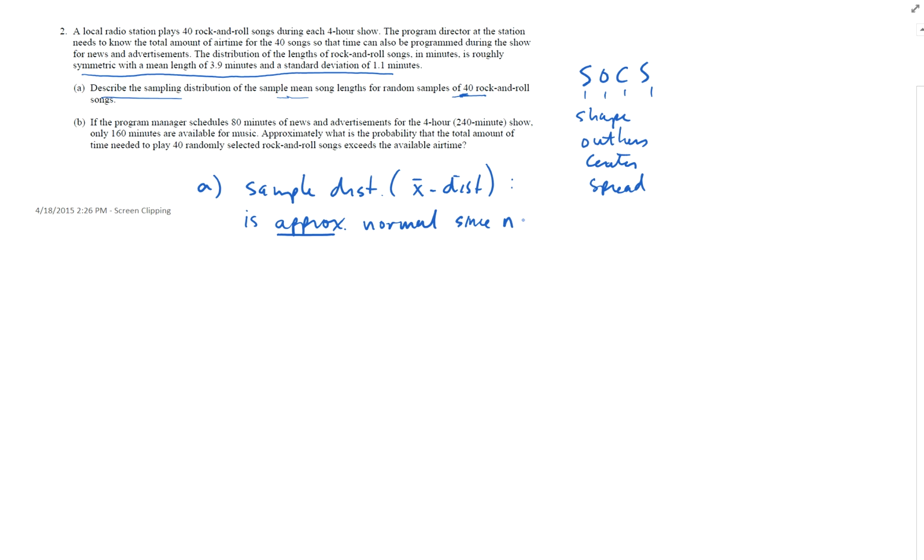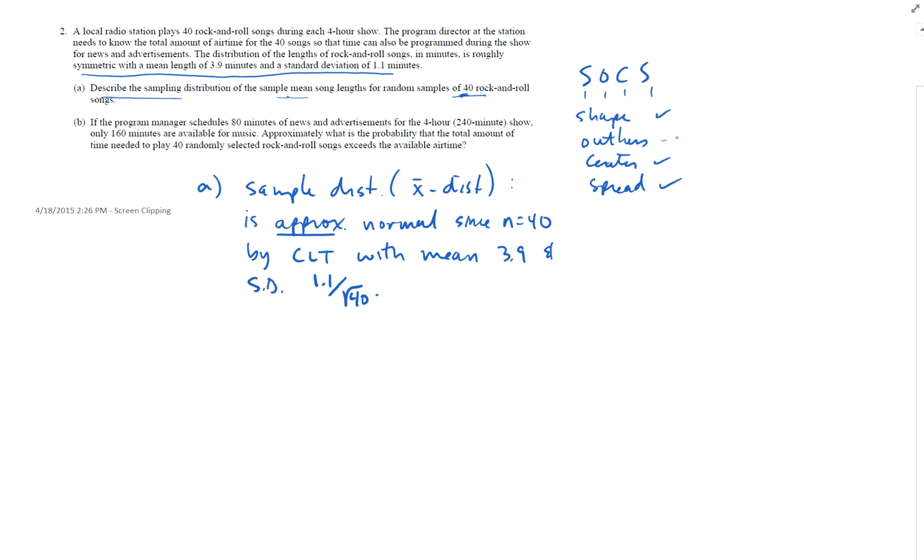So it's approximately normal since n is equal to 40, by the central limit theorem, with mean 3.9 and standard deviation 1.1 divided by the square root of 40. Okay, now that takes care of the shape, takes care of the center, takes care of the spread.